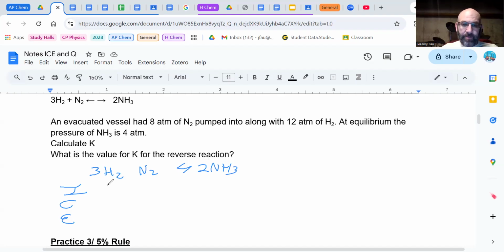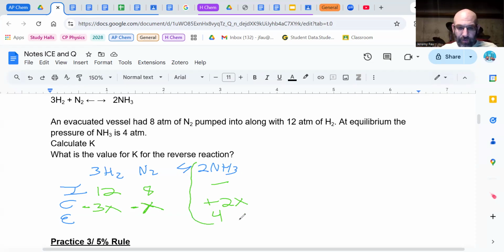Okay, so zoom in. 8 is the nitrogen, 12 is the hydrogen. This is nothing, and this is 4. Again, we know that the nitrogen disappears and the ammonia appears. It appears at some rate we're going to call X. Ammonia appears at twice that rate, and hydrogen disappears at 3 times that rate.